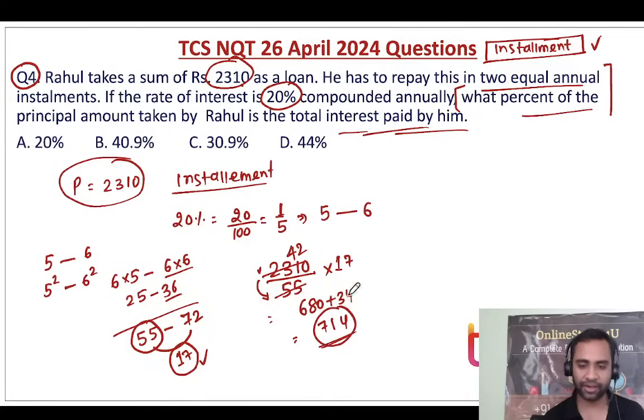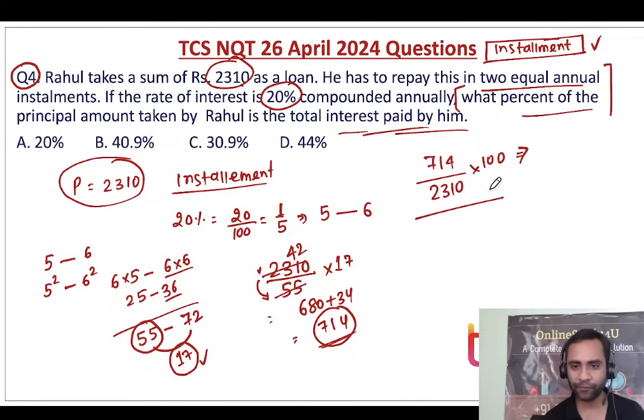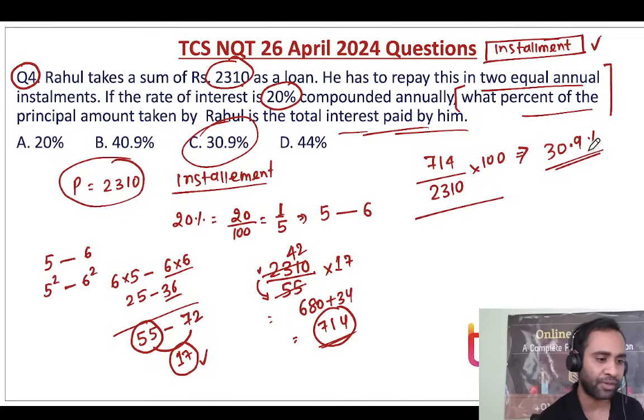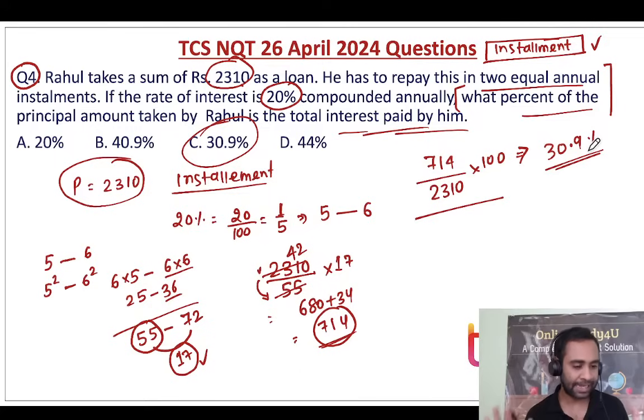Now this is nothing but your interest. Your interest is 714. It is what percentage of the principal? Principal is 2310, into 100. Now if you solve this, you will get 30.9 percent. Now please let me know if it is clear for you all or not. Simple. Installment based many problems I have done in a similar fashion. Now I also solved it for you all. Please let me know in the comment section quickly if it is clear for you or not.